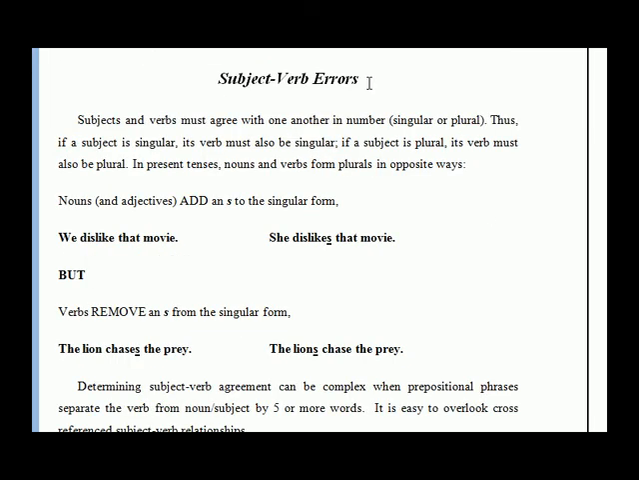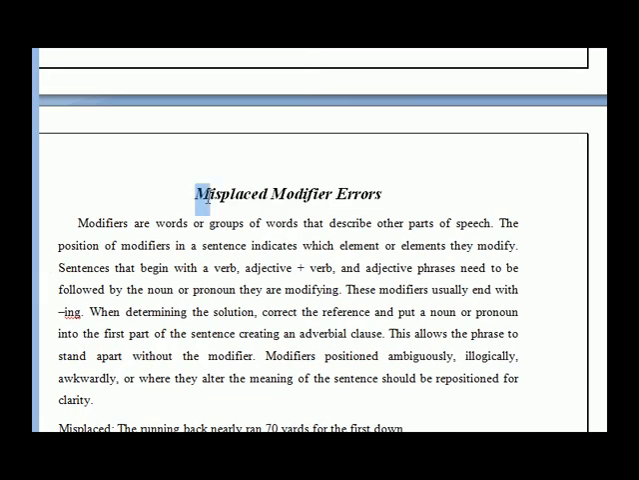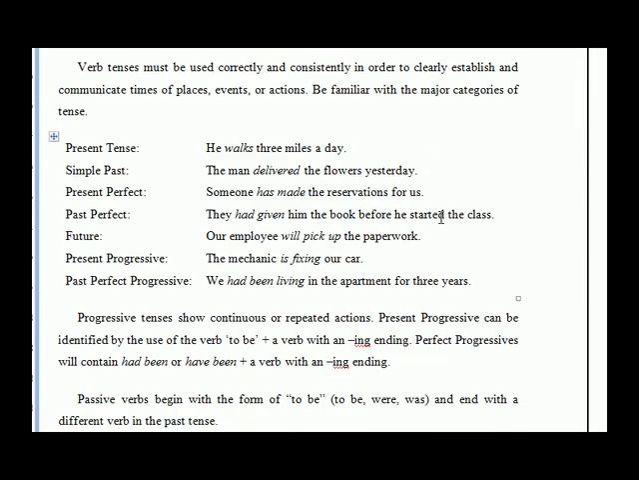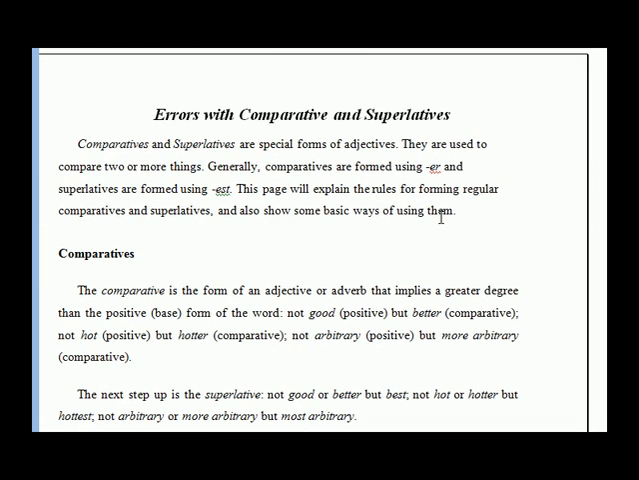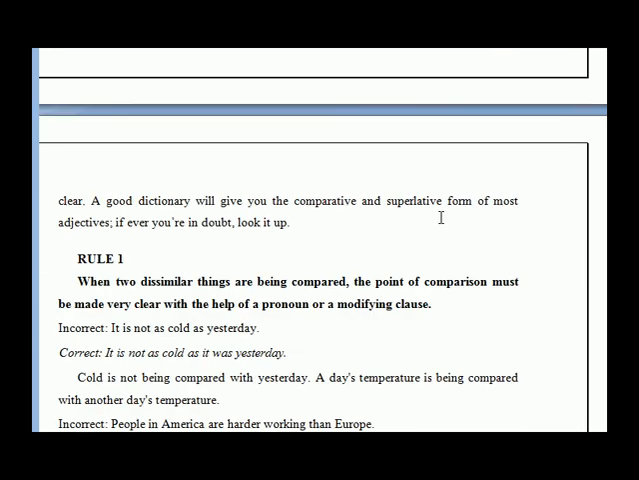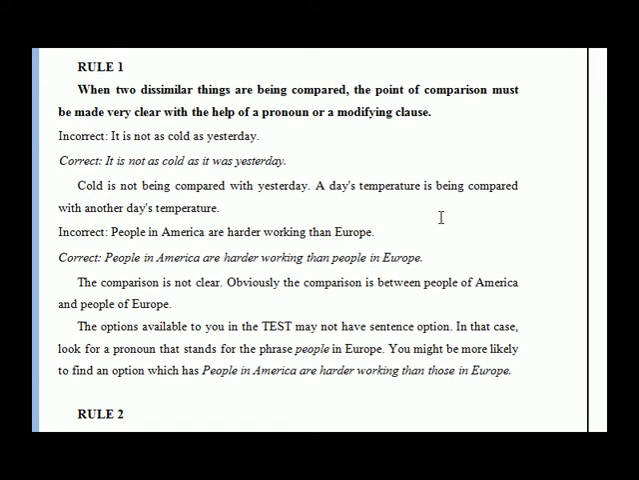And then there are the subject verb errors, misplaced modifier errors. This is a favorite of the test makers. Errors in tense, and so on and so forth. So there are about 20 of these key errors that you might get on your test, and it's good to be aware of some specific examples of each of these.